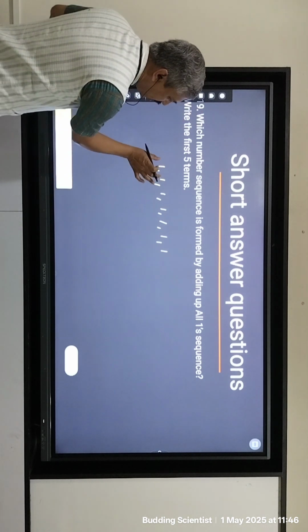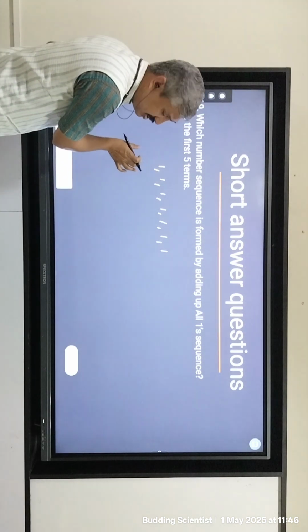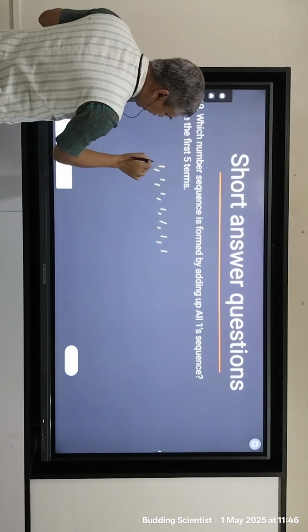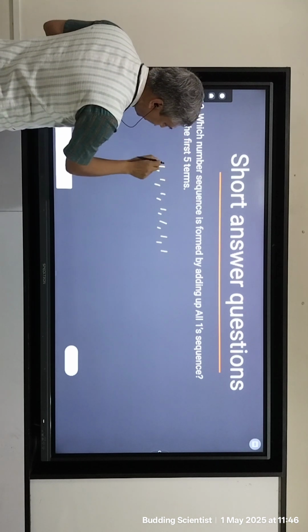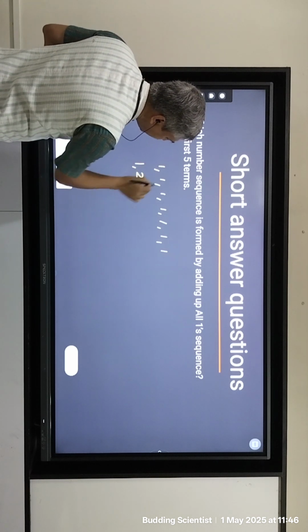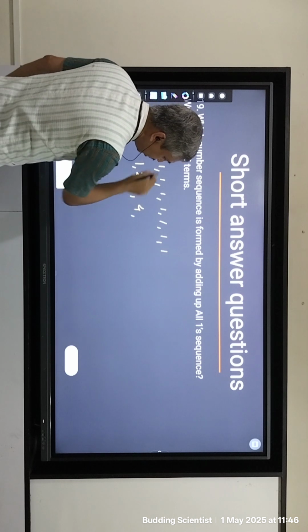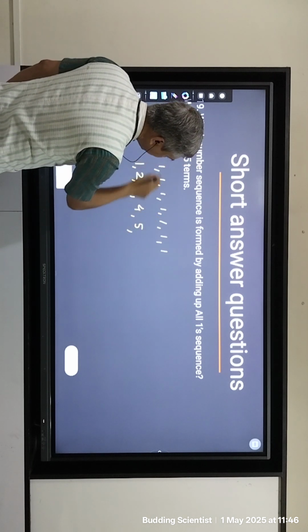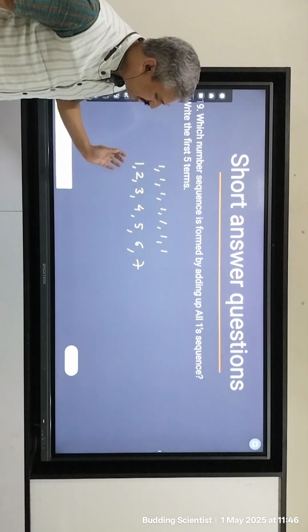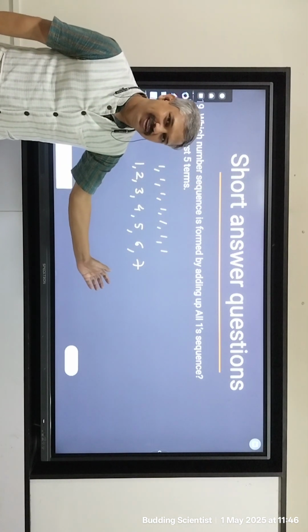So if you add only first two elements of the one sequence, this is one sequence. You first write only one element. Then you add the two elements, you get two. Then you add three elements, you get three. Then you add four elements, you get four. Then you add five elements, you get five. You add six elements, you get six. You add seven elements, you get seven. You basically are going to get natural numbers.